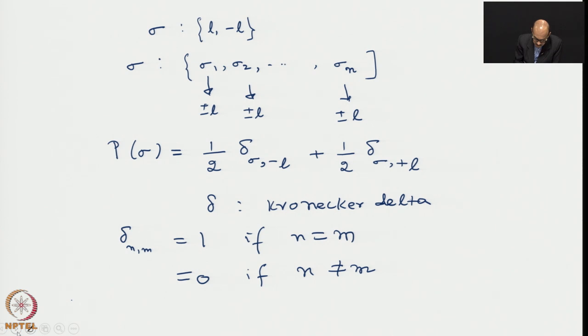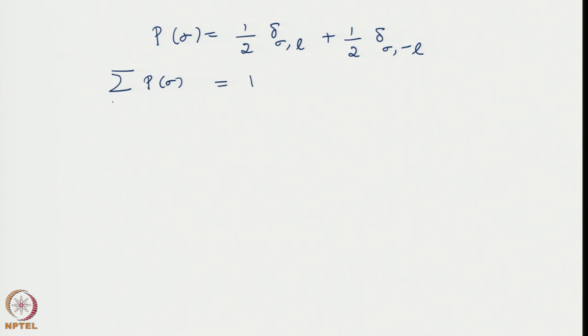So this random variable sigma has very simple but very useful characteristics. With the probability function P(sigma) equal to half delta(sigma, L) plus half delta(sigma, minus L), we can of course show that there are only two states. So the sum of P(sigma) will be 1, with sigma taking only two values. The probability is normalized because it is half for plus L and half for minus L, so it becomes 1.